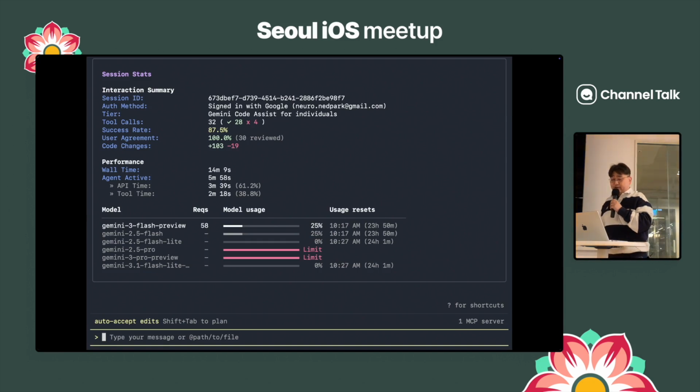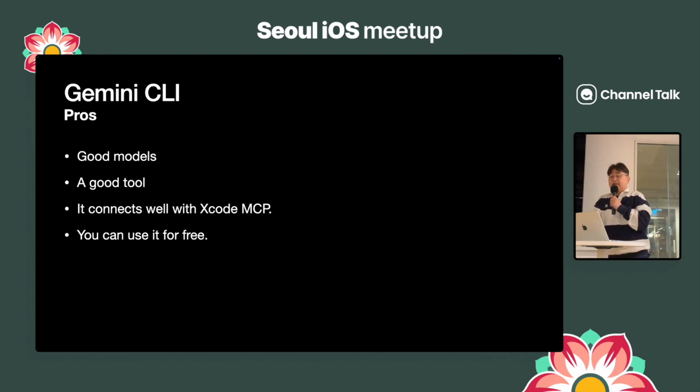The previous operation used 25% of the Gemini 3 Flash model usage, and it will reset after about 24 hours. So, Gemini CLI has good models, Gemini 2.5 or Gemini 3 Flash models or Pro models. It's a good tool and smart tool. It connects well with Xcode MCP.